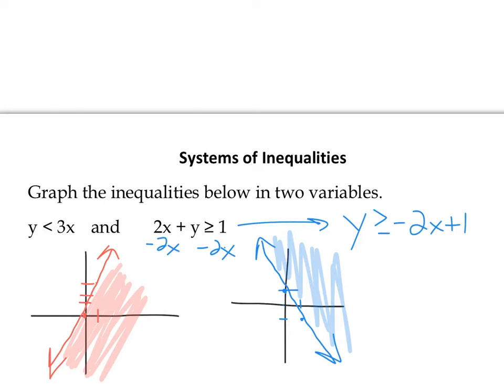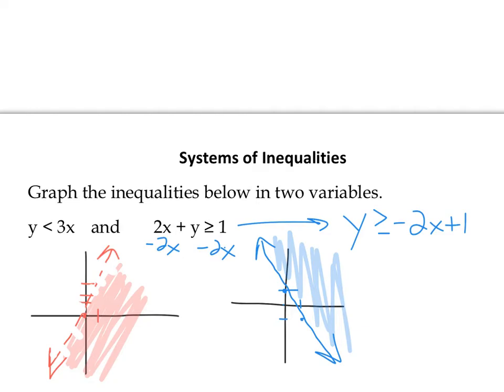So on this first example, we have y is less than 3x. We're going to want to make that a dashed line, so that it will not include the line itself. Okay, so keep that in mind, the dashed line that we'd want to make that. All right, the second one's a solid line because it's got the equal to.